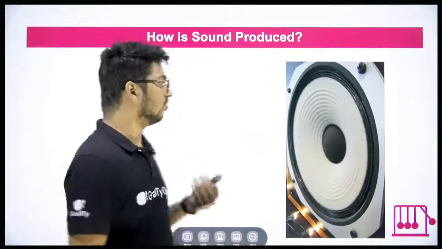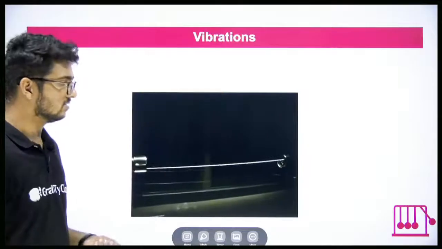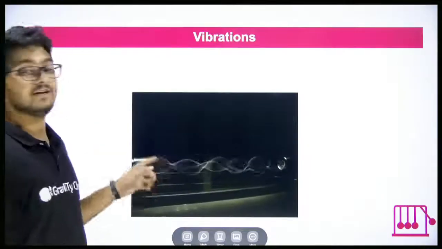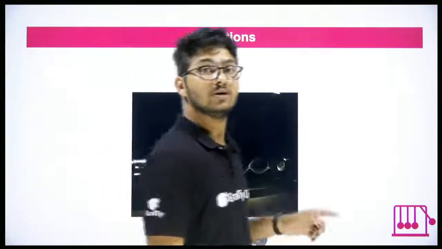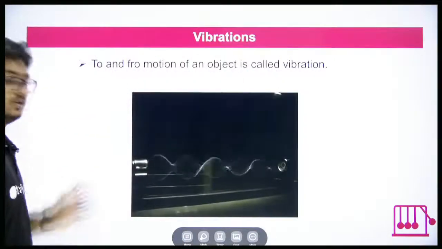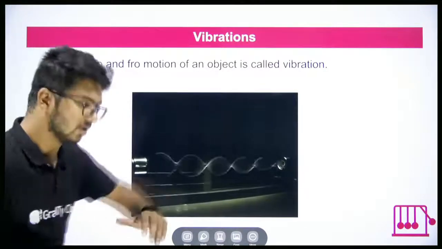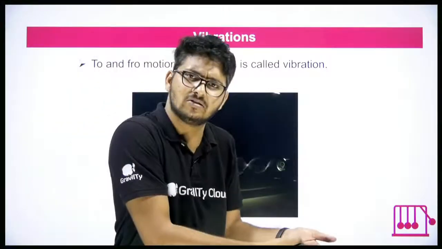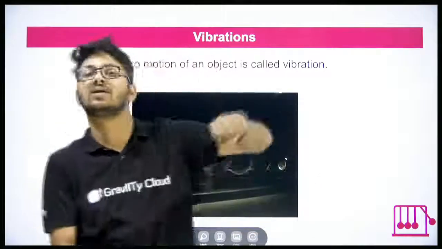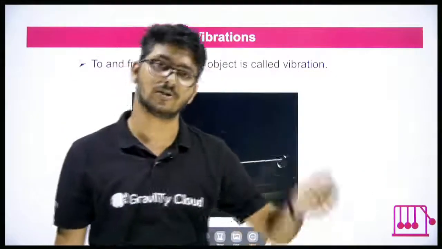So from all of these examples, what we can understand is, whenever there is a vibration, sound is produced. So how is sound produced? From vibrations. So our first task is to understand what vibrations are, because sound is produced from vibrations. If you understand vibrations, then you can understand sound. So let's go into vibrations then.